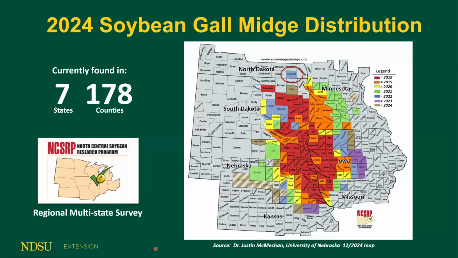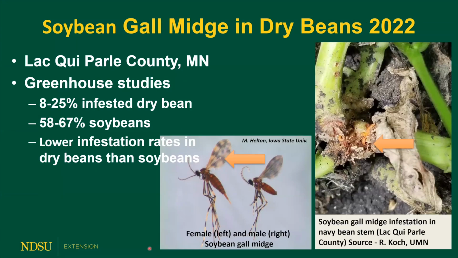And it has spread now. In 2024, it's in 7 states and 174 counties. And in North Dakota, it was detected in 2022 in Sargent County. This is the area where I think we're most at risk, because it seems to be moving slowly northward. It hasn't spread much since we've been in the drought. It was found in 2022 in dry beans.